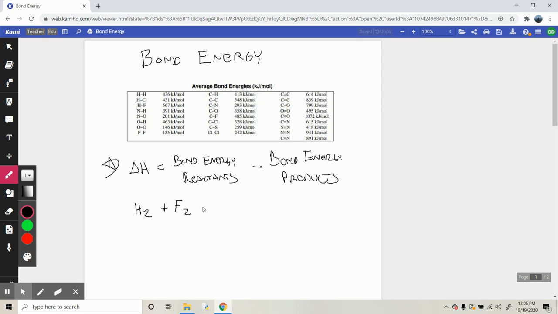Say I have hydrogen gas and fluorine gas. They're going to react with one another to form two hydrofluoric acid, or hydrogen fluoride. What we do is we draw the Lewis structures for each of these. The lone pairs don't really matter at this point because we're just focused on bonds. So I'm just going to draw the Lewis structures for both of these.